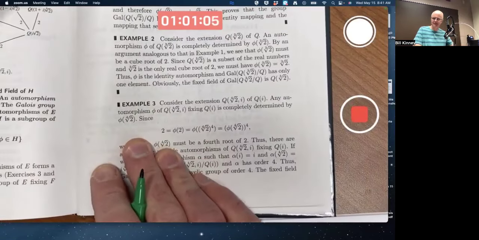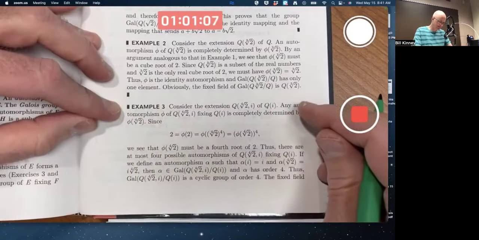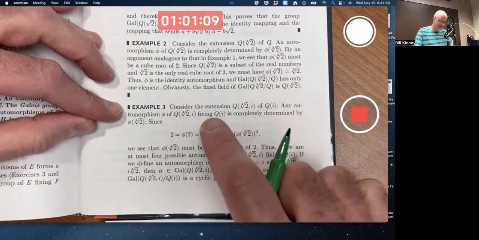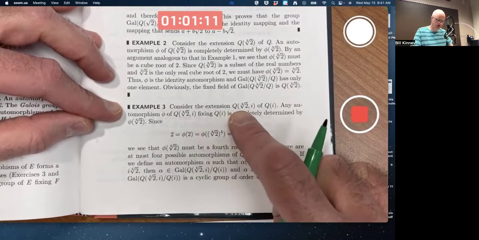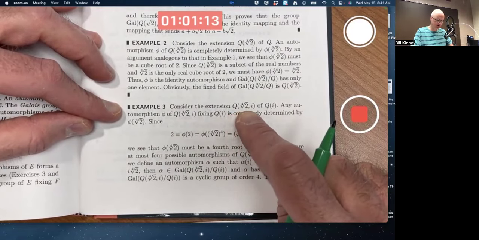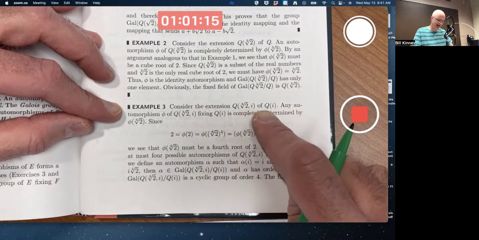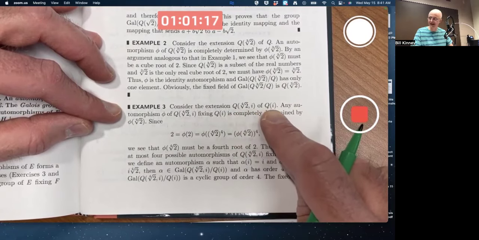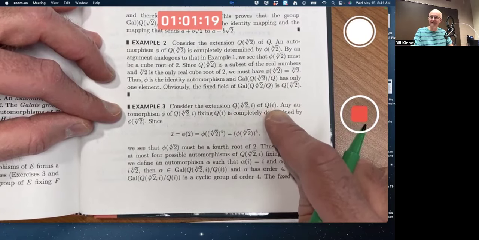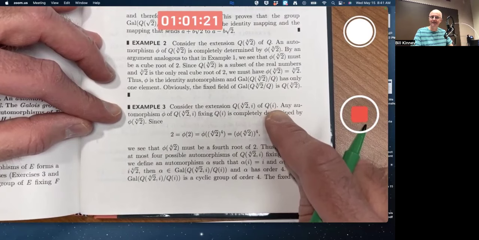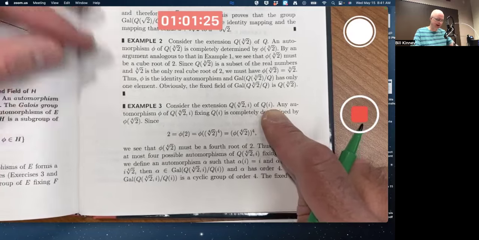Let's finish class today by studying example 3. Consider the extension Q adjoin 4th root of 2 adjoin i, of not Q, but Q of i, Q adjoin i. This is a little different. The base field is not Q. It's Q adjoin i.